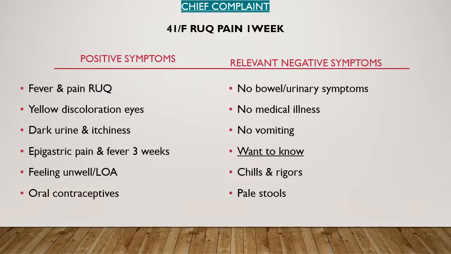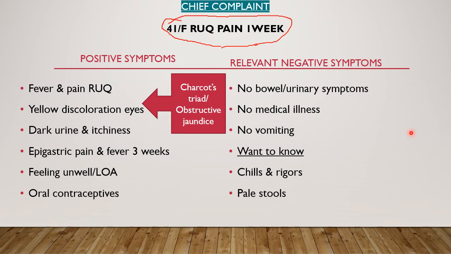Now let's analyze the symptoms of this patient. She's a 41-year-old female patient with a history of right upper quadrant pain for 1 week. Also she has fever with associated pain. She has fever and yellow discoloration of the eyes, dark urine and itchiness, which are all signs and features of obstructive jaundice and Charcot triad.